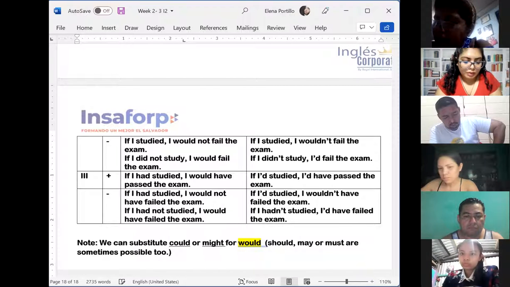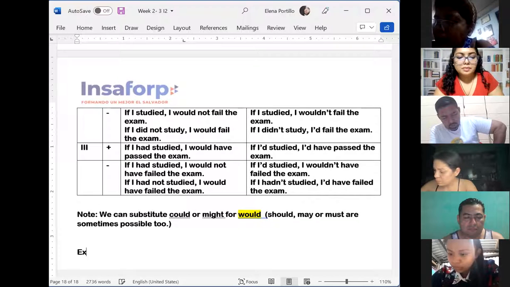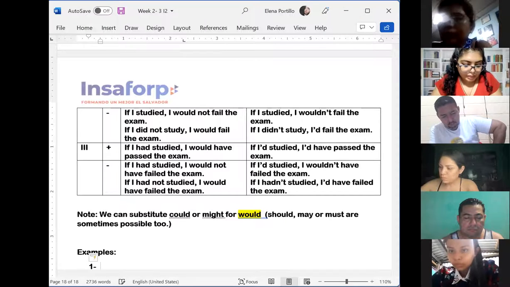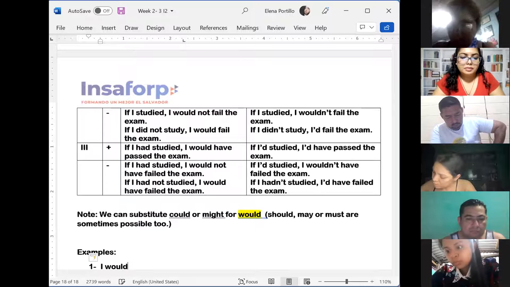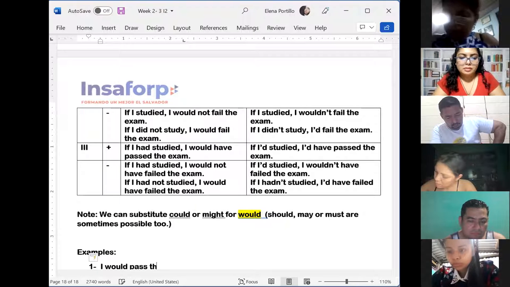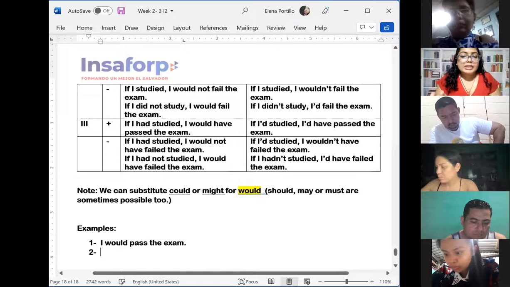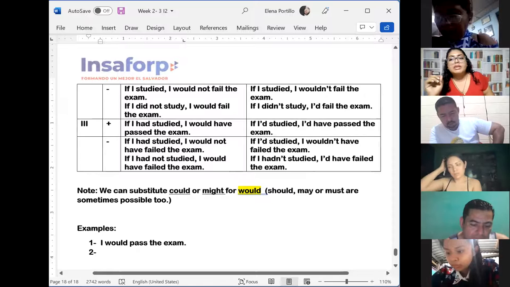So we are going to have some examples of these changes. We have number one, and it says, I will pass the exam. In this case, we are not talking about the if clauses, we are talking about the main clauses.